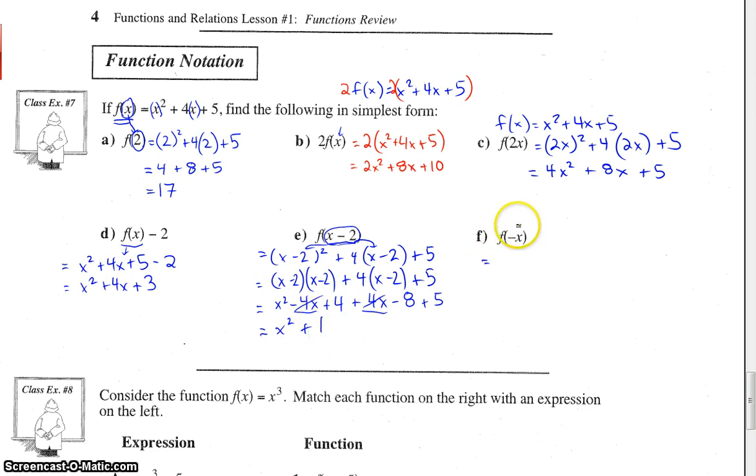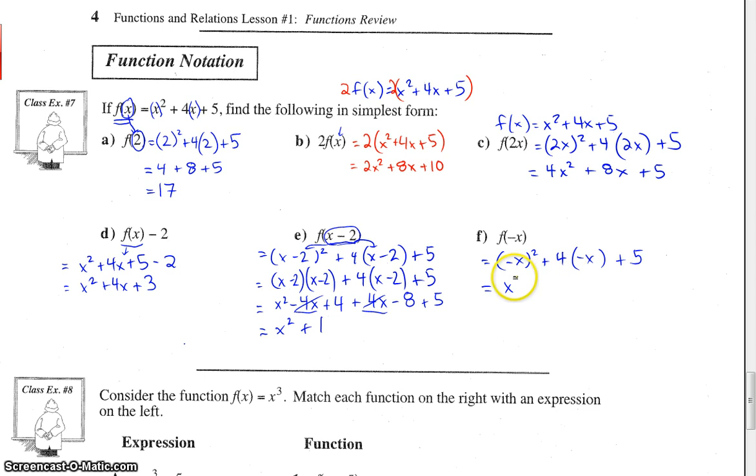Okay, this one, again, x was replaced with negative x. So I'm going to run through our original, scooping x out, put negative x in. Okay, and now we simplify negative x squared. So remember, that's like negative 1x, and we're squaring that. So negative 1 squared would be positive 1.